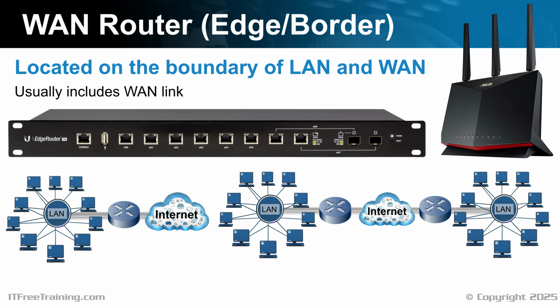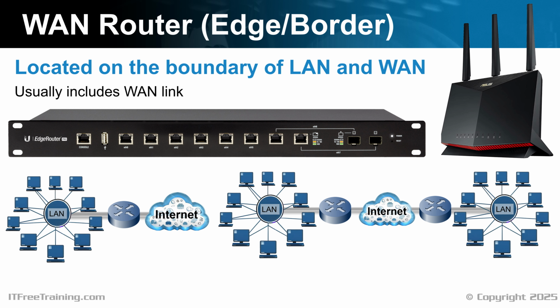In many cases, you may find your WAN router connects multiple sites together. For example, a head office connected to all the regional offices. This will include virtual private networks, or VPNs, and other services like firewalls. You can start to understand why these routers are often specialized devices and are quite expensive to purchase.